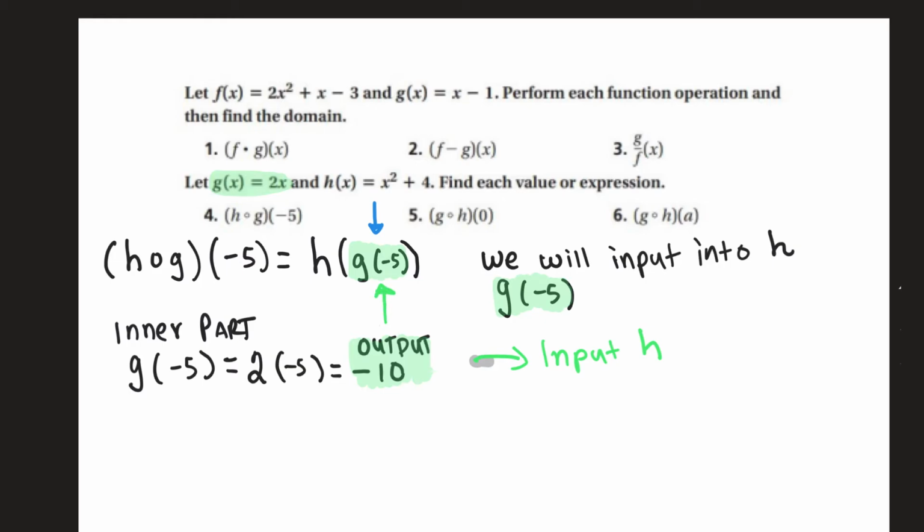So now I'm going to go ahead and focus my attention on the outer function, which is h. So here's the outer. And it's going to be h, function h. And you're saying, well, what is it going to take? It's going to input what actually came out of g of negative 5. So in this case, what came out of g of negative 5? Negative. That's right, it was negative 10. So that becomes the input for the outer function.